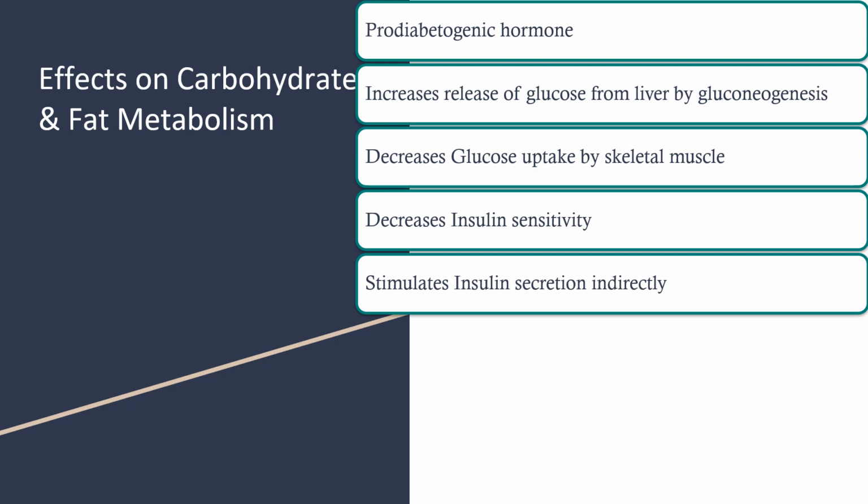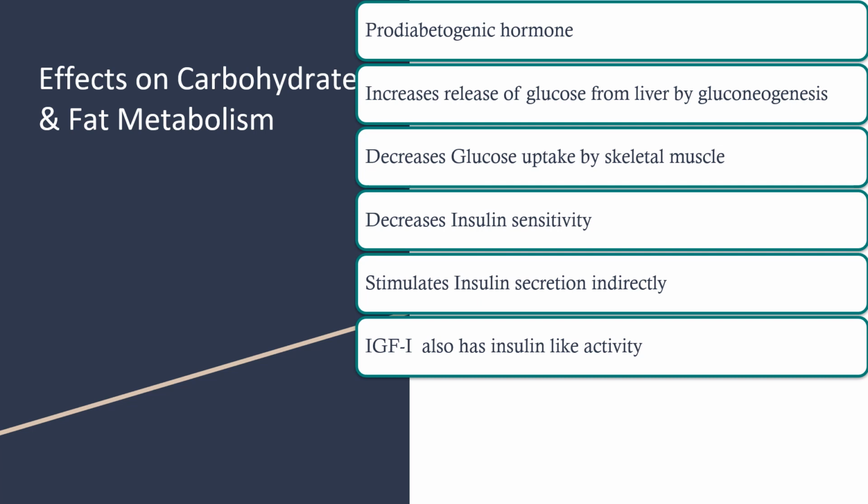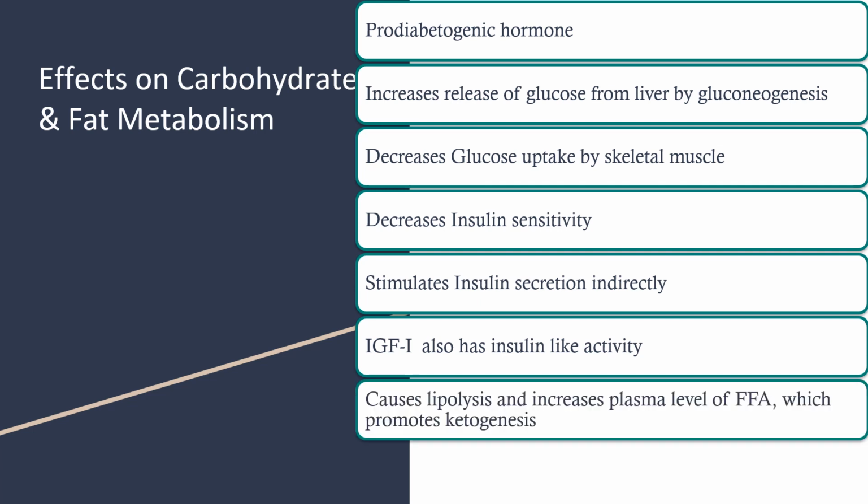Growth hormone stimulates insulin secretion indirectly by increasing the ability of the pancreas to respond to various insulinogenic stimuli. There is insulin-like growth factor 1, mainly secreted from the liver under the influence of growth hormone, which has insulin-like activity. So indirectly growth hormone also promotes growth, as insulin is a growth stimulating hormone.